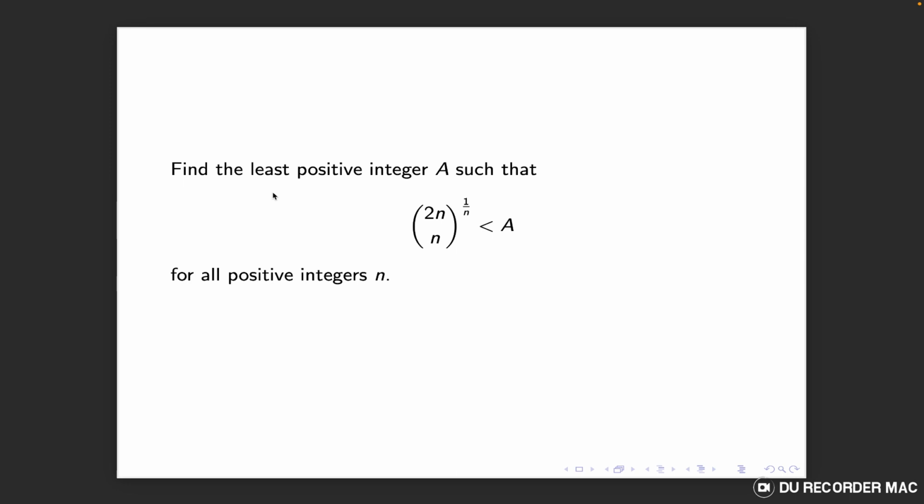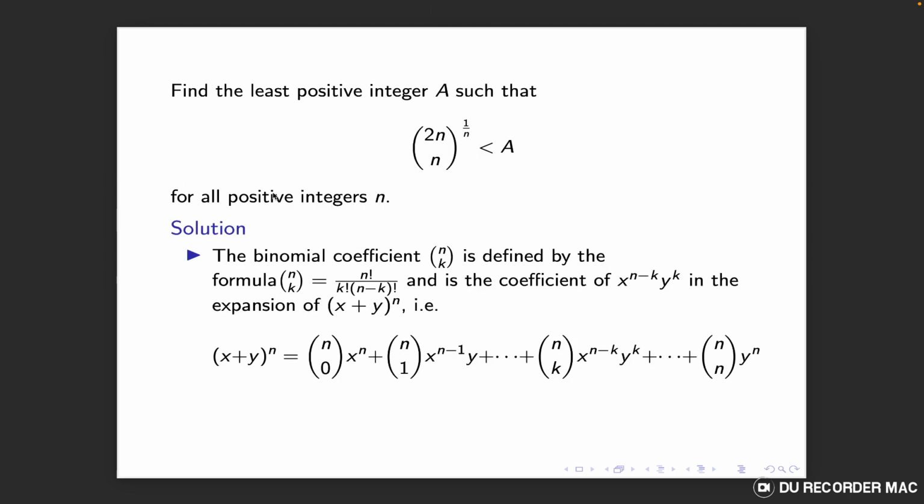Okay, so we start with recalling the formula for the binomial coefficient n choose k. Remember that the formula is given by n factorial divided by k factorial times n minus k factorial. And the binomial coefficient also appears as the coefficient of the term x to the n minus k, y to the k in the expansion of (x plus y) to the power n. So in other words, (x plus y) to the power n is given by this formula right here. It's n choose 0, x to the power n, plus n choose 1, x to the n minus 1, y, and so on. And the general term of this expression is n choose k, x to the n minus k, y to the power k.